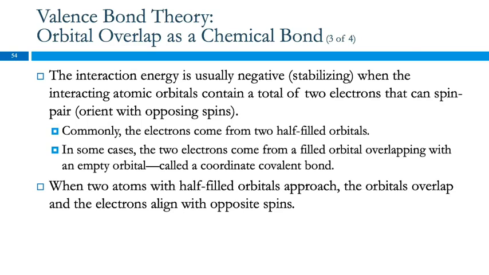It does matter how close they are. That's where the bond length comes in. They're going to come to a distance between them that is the lowest energy for them, and that's going to vary depending on what the atoms are and what the other atoms in the molecule are. So when the 2 atoms with half-filled orbitals approach, the orbitals overlap and the electrons align with opposite spins.